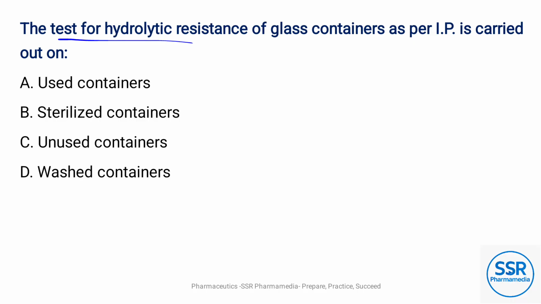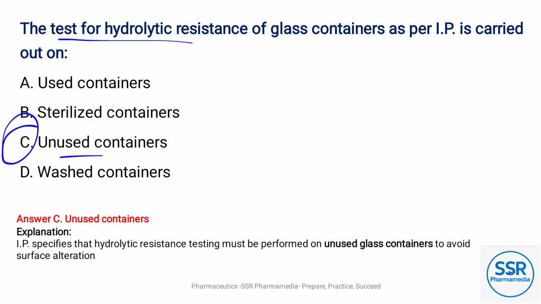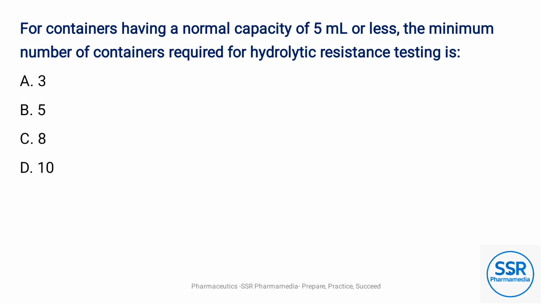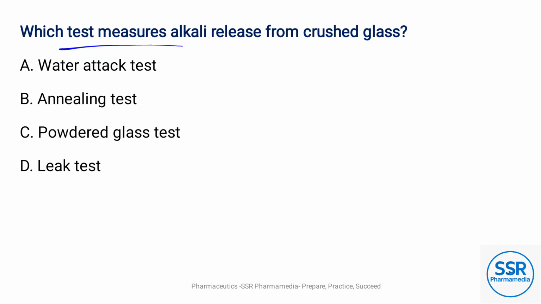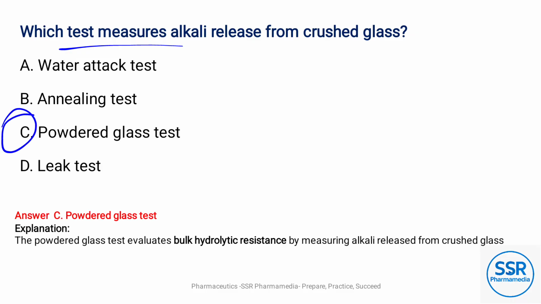The test for hydrolytic resistance of glass containers as per IP is carried out on option C, unused containers. For containers having a nominal capacity of 5 ml or less, the minimum number of containers required for hydrolytic resistance testing is option D, 10. So for 5 ml or less, at least 10 containers are required as per IP guidelines. Which test measures alkali release from crushed glass? Option C, the powdered glass test.